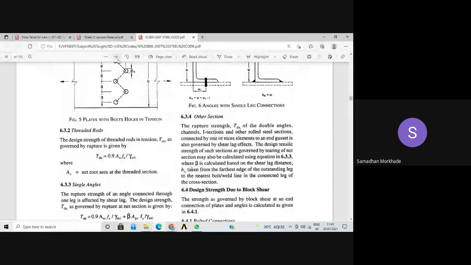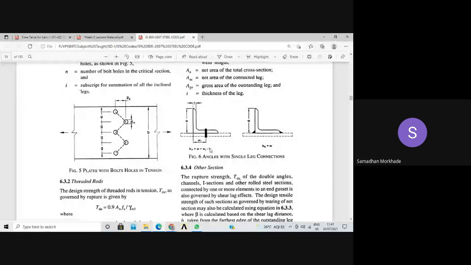In case of bolted connections, we have calculated BS is equal to W plus W1 minus T. W means outstanding leg width, given here. W1 is the gauge distance, that is, the distance from the edge of the angle to the center of the bolt. It is given in the steel table. If not given, directly assume this distance as 0.6 times connected leg, minus T, the thickness of the angle section. In case of welded connection, it becomes very simple. BS is equal to W. Shear lag width BS is equal to W, where W means outstanding leg width.